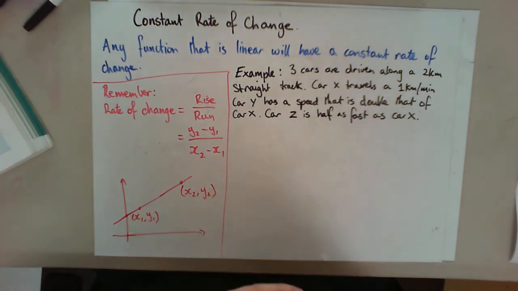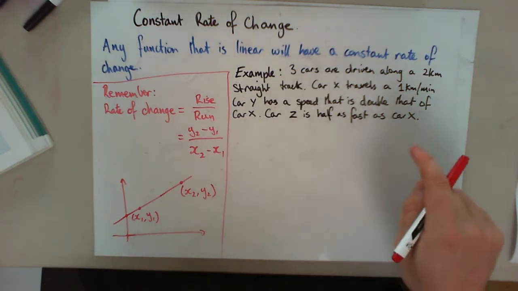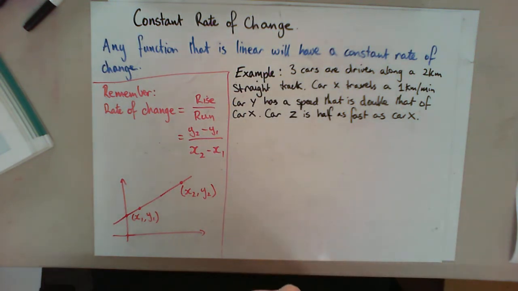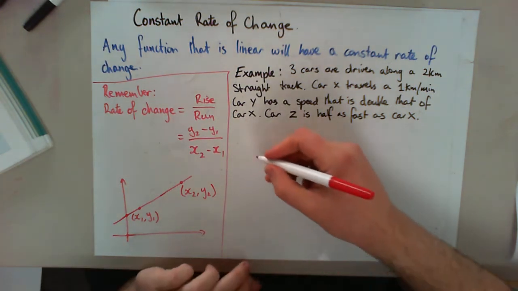We've got a little example here that we're going to have a look at. We're told that 3 cars are driven along a 2 kilometre straight track. Car X travels at 1 kilometre per minute. Car Y has a speed that is double that of car X, and car Z is half as fast as car X. What we need to do is illustrate this situation with some distance time graphs.